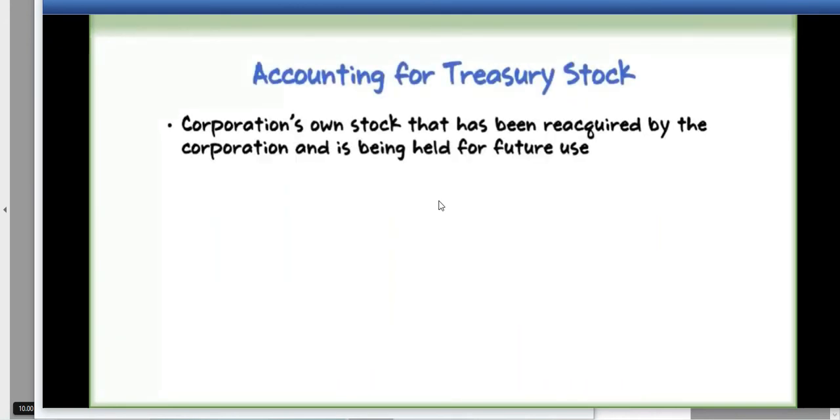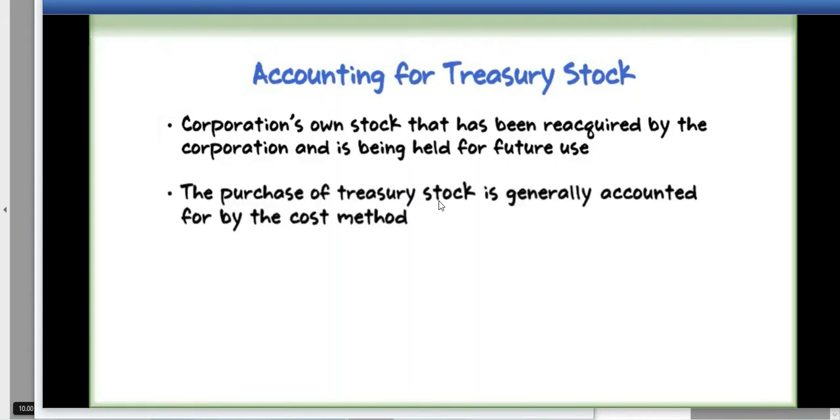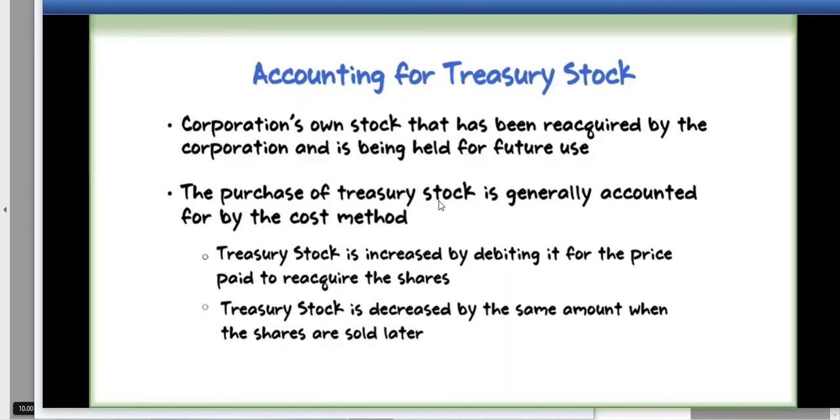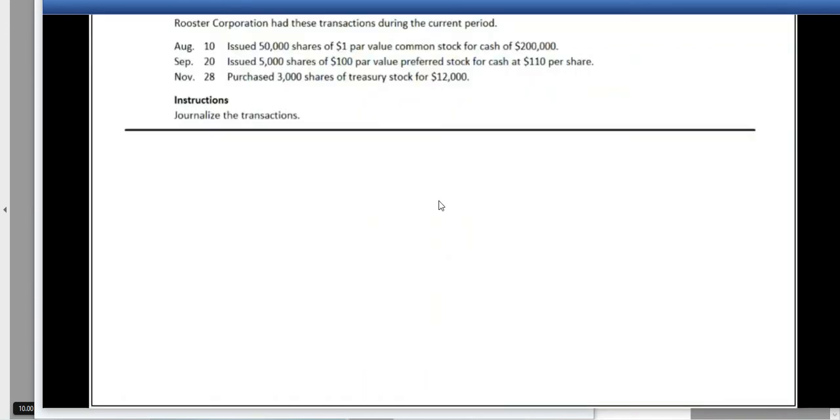Treasury stock is a corporation's own stock that has been reacquired by the corporation and is being held for future use. The purchase of treasury stock is generally accounted for by the cost method. Under the cost method, treasury stock is increased by debiting it for the price paid to reacquire the shares, and treasury stock is decreased by the same amount when the shares are sold later. Let us now look at an illustration to see how to journalize issuance of common stock and preferred stock and purchase of treasury stock. Transactions related to issuance of stocks for Rooster Corporation have been provided.